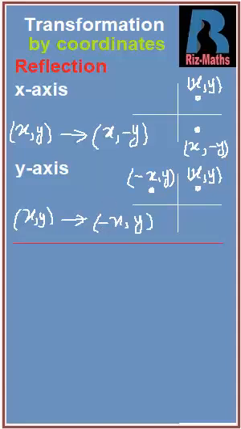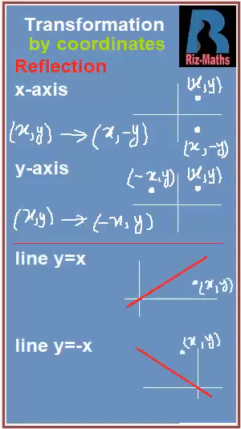Okay, now the line y is equal to x, and then the line y is equal to minus x. Okay, so in the line y is equal to x, if the point xy, so it will be reflected exactly on the opposite side of this mirror line here. So it will have the coordinates yx. So the coordinates will be flipped without any change in the sign. So we can say that xy is reflected to yx.